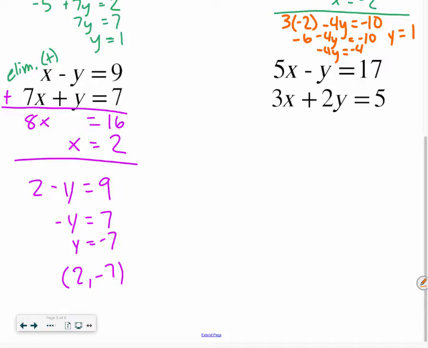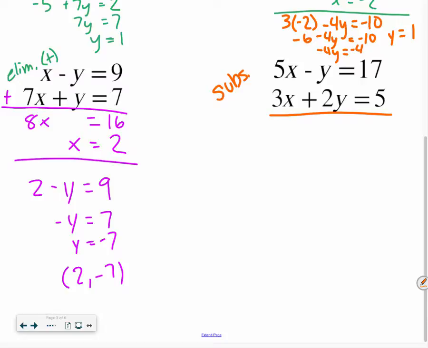And the last one, we have 5x minus y equals 17, and 3x plus 2y equals 5. I see that my x's aren't about to cancel. I could multiply everything by 2 and get my y's to cancel. Or I can not use elimination, I can use substitution. Sorry, my board's being a little glitchy right now.